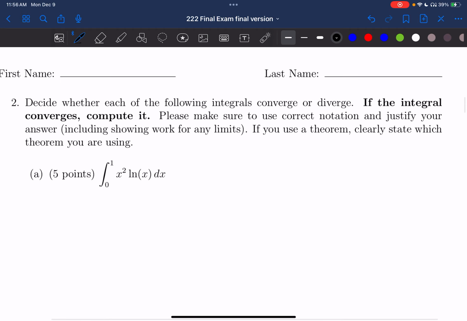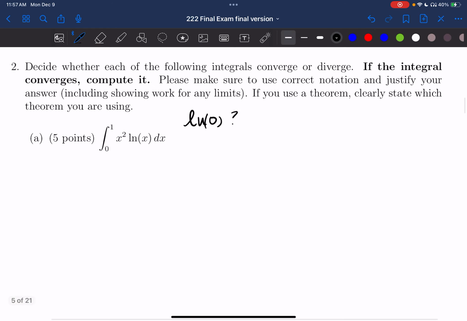Determine whether each of these integrals converge or diverge. If the integral converges, compute it. Please make sure you use correct notation. Notice here, this is an improper integral, because when we plug in 0 at the endpoint, ln of 0 is undefined. The graph of ln looks like this. Basically, it's undefined.